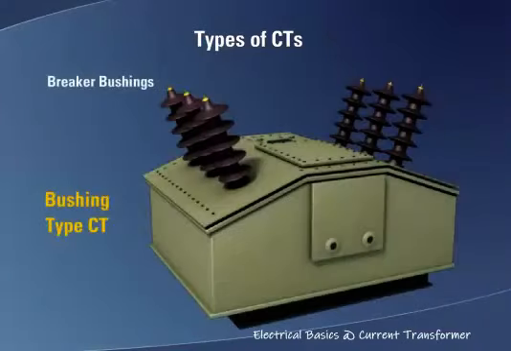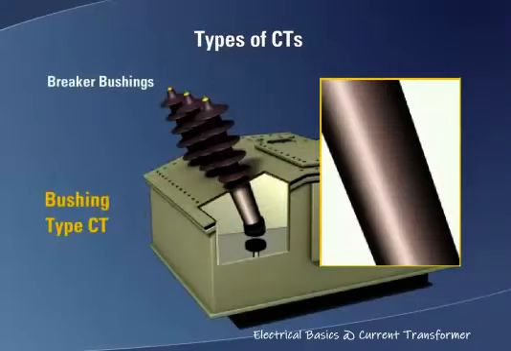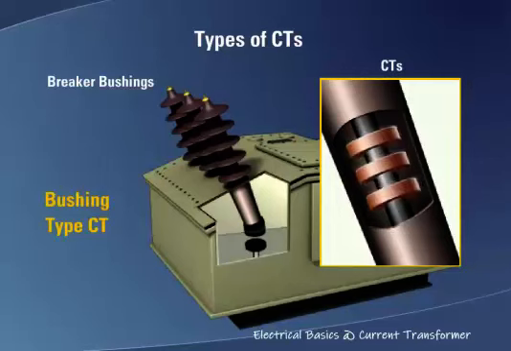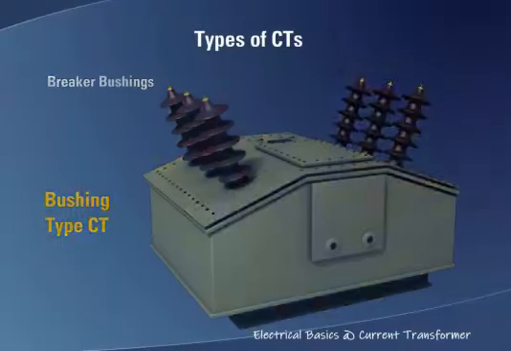A bushing type CT refers to a CT that is built into another power system device, such as a breaker. Terminals are provided on these devices to permit connecting the CT to a relay.